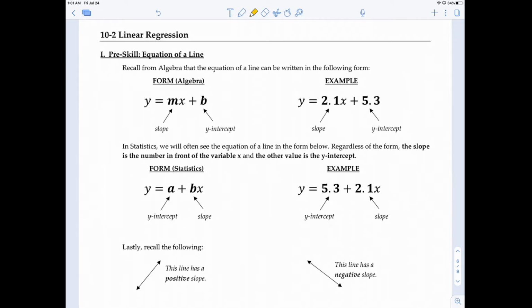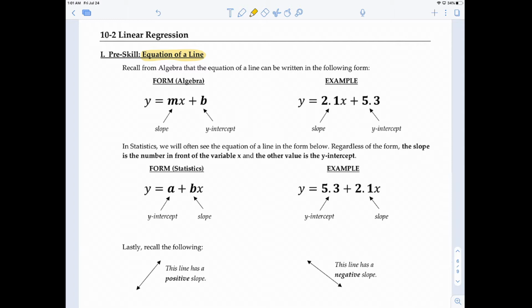So in this video, I'm going to be covering section 10-2, linear regression. The pre-skill for this section is you have to be familiar with the equation of a line. This is something that you learn in algebra or pre-algebra.